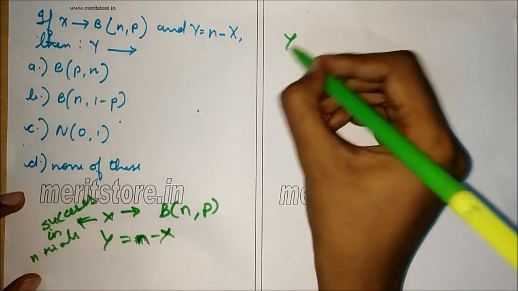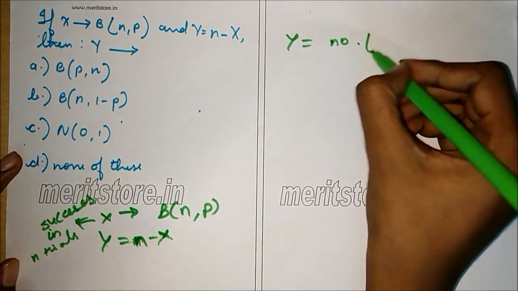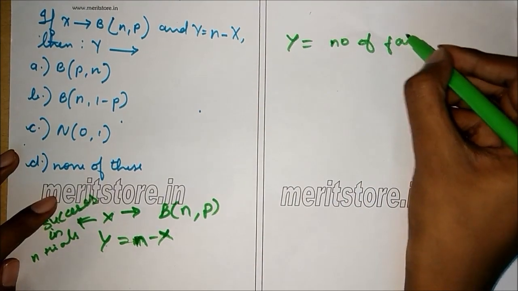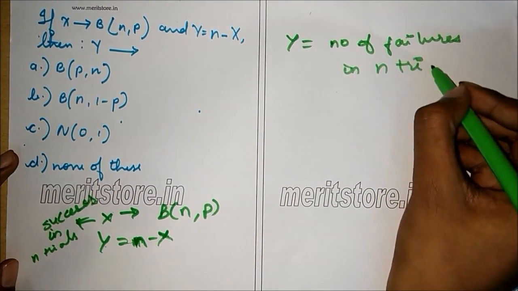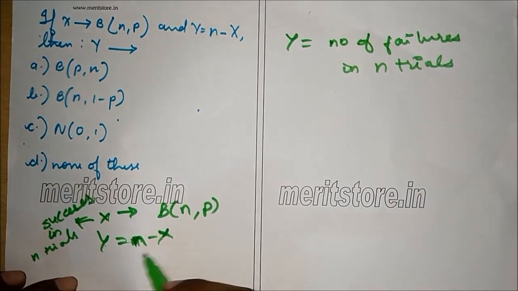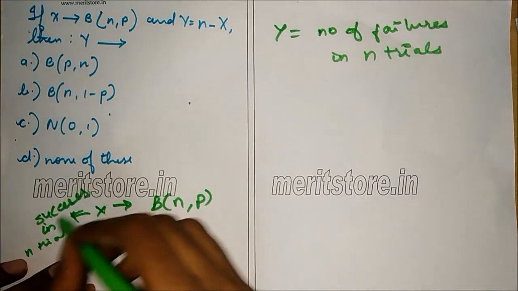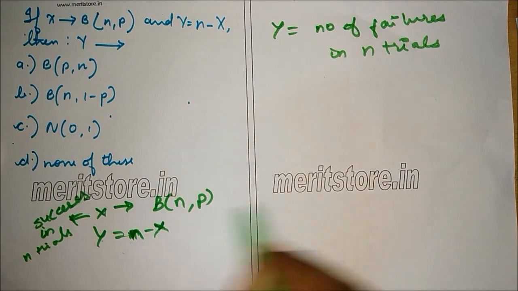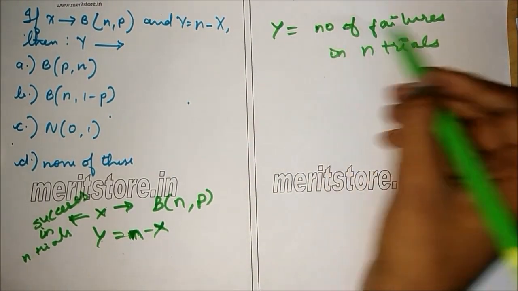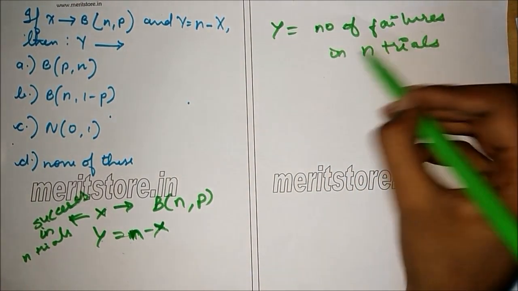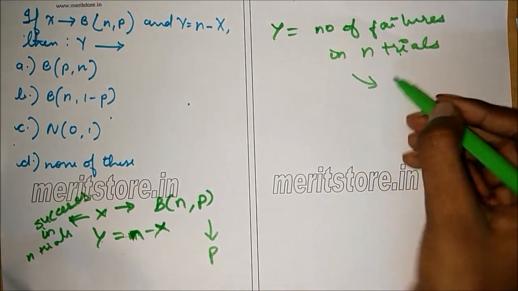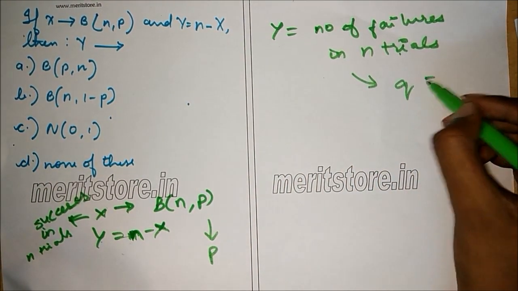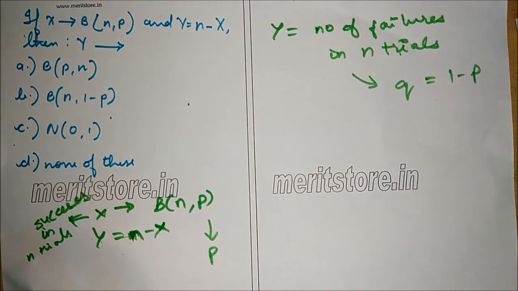So therefore we can say Y is number of failures in n trials, since this is what is remaining out of number of successes from the total number of trials. So Y is total number of failures in n trials. So for this the probability is p. So therefore the probability will be q, which will be 1 minus p.